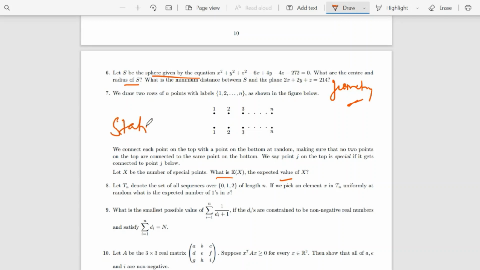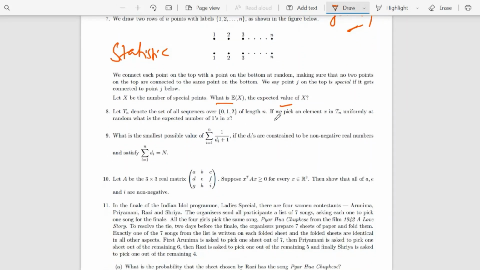So obviously, I think this would be the statistics part. And this particular question, question number 8, is about picking the length of t uniformly at random. So this should be a question from probability itself, or I think it should be general math also. Okay, the smallest possible value is constrained by non-negative real numbers satisfying this particular thing. So what is the smallest possible number? You can find it using maybe some calculus concept, or maybe some basic math. It will be clear when you solve the mathematical part.